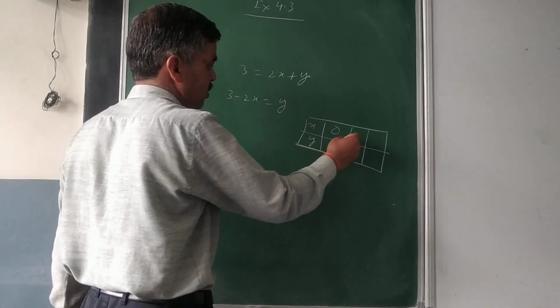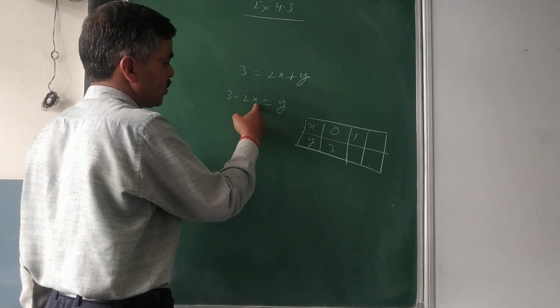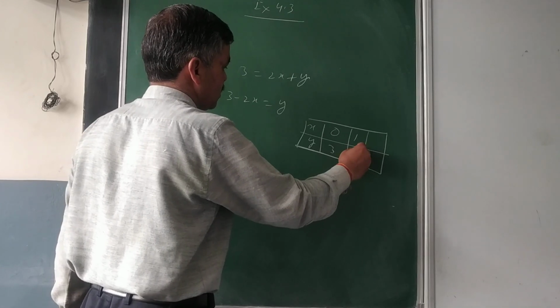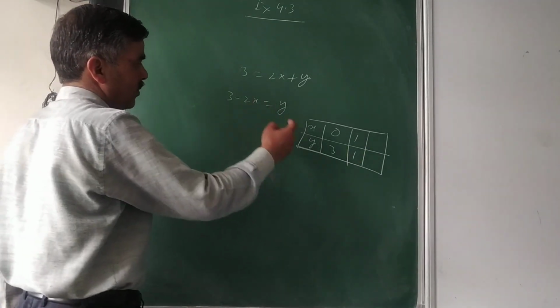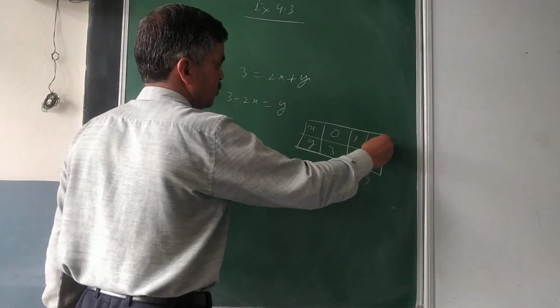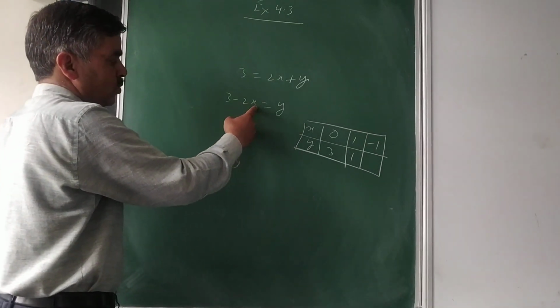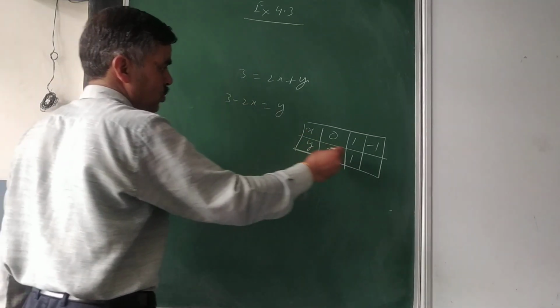If you put x = 1, then 2 times 1 is 2, 3 - 2, so that is equal to 1. If you put, suppose, x = -1, then -2 into -1 is +2, and 3 + 2 is equal to what?